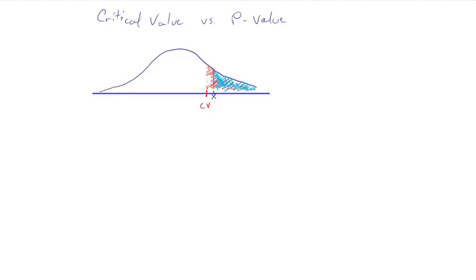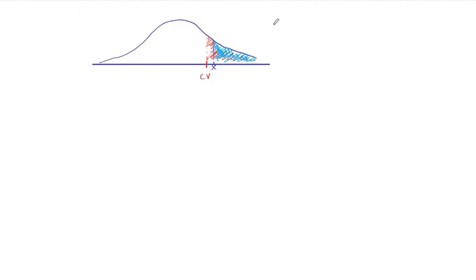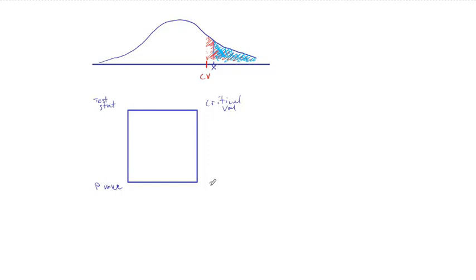So let me summarize this another way. It's helpful for me to think of these things and how they relate to each other by visualizing a square, only because there are four things that we have to consider. The first is the test statistic, the test stat. The next thing is the p-value. Over here we have the critical value. And here we have the significance level.